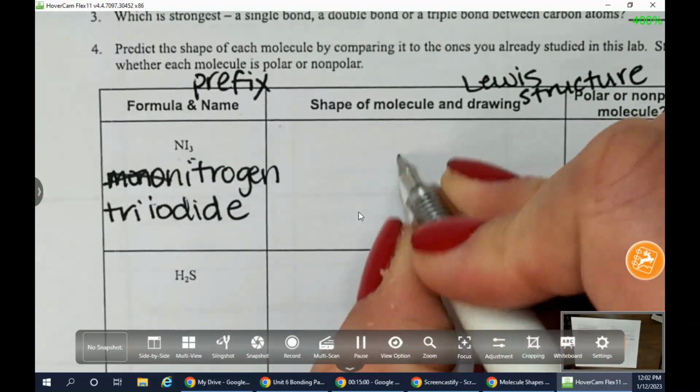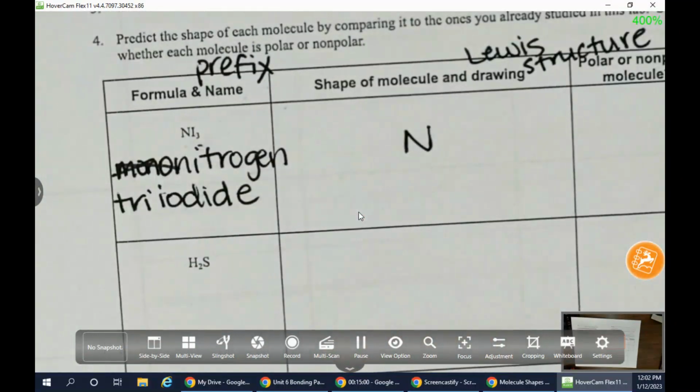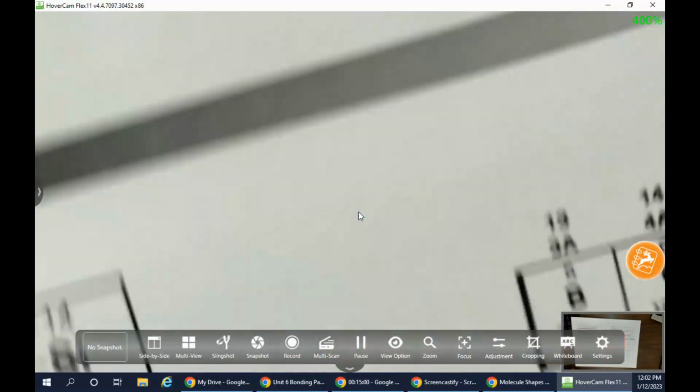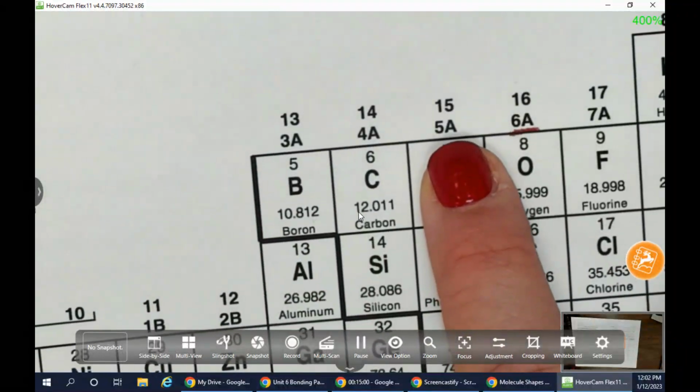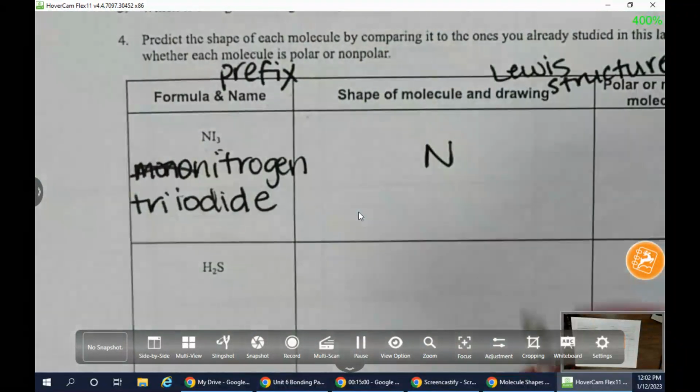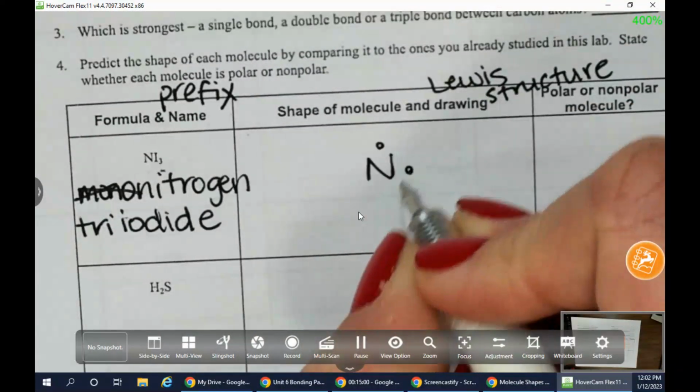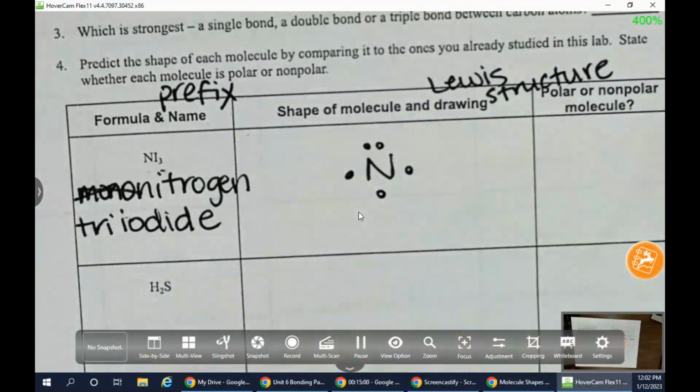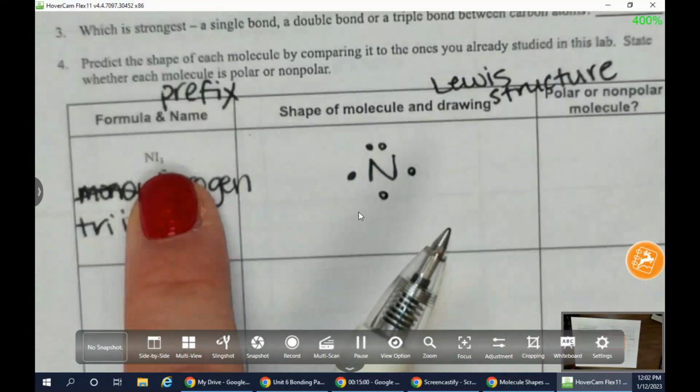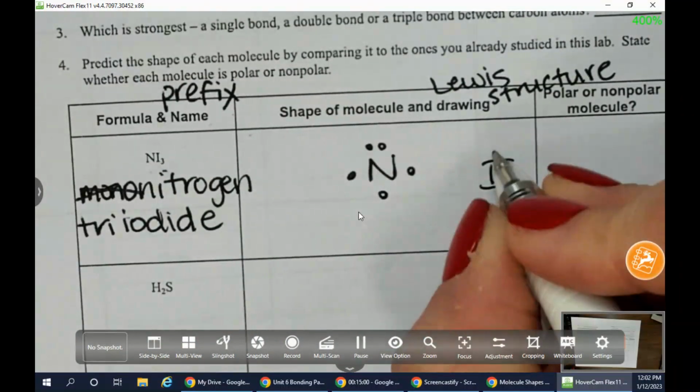So for this one, nitrogen, I'm looking at my periodic table. Nitrogen is in group 15, which is 5 valence electrons. So with those 5 valence electrons, we go 1, 2, 3, 4, 5. Then I know that I have 3 iodines. So I'm just going to draw 1 iodine so I know where I'm going.